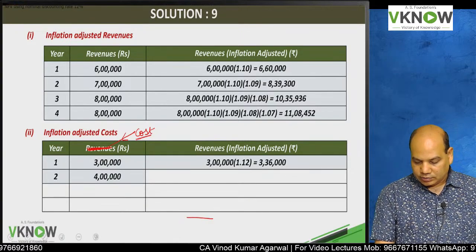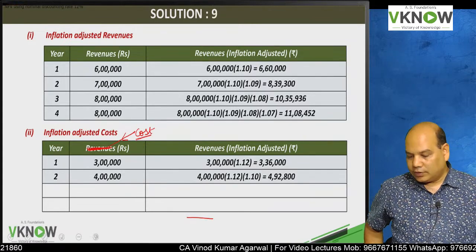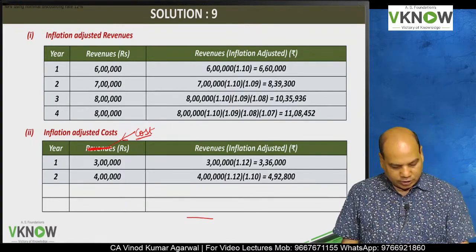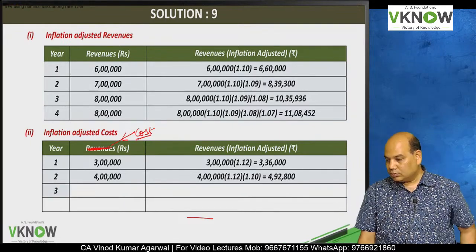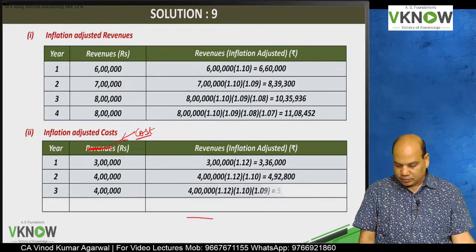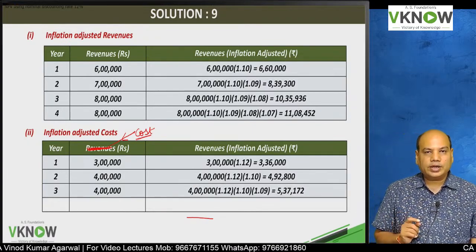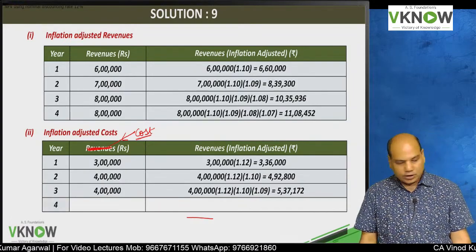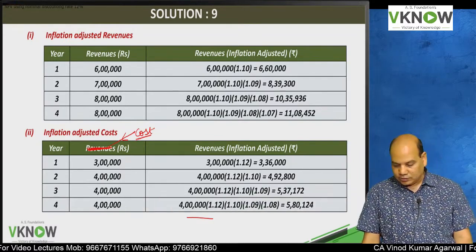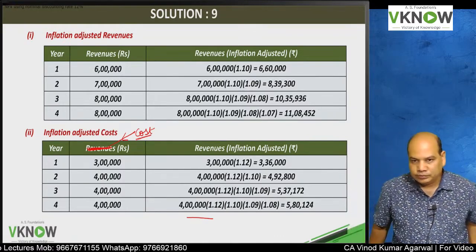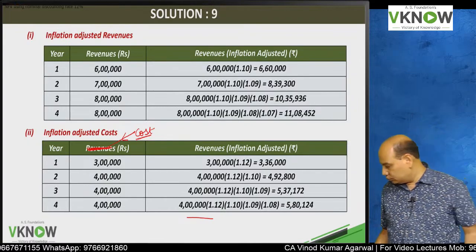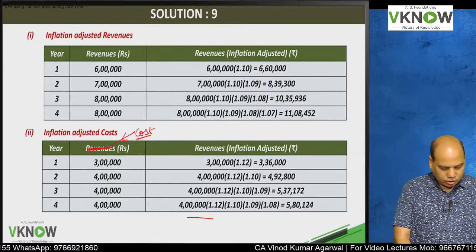Inflation is 10% in the second year, so you will take 4 lakh into 1.12 into 1.10, that comes to 492,800. Third year, again cost is 4 lakh, inflation is 9%, 4 lakh into 1.12 into 1.10 into 1.09. How much is that? 537,172. Again fourth year, cash flow is 4 lakh, but the inflation is 8% this time. So you will take 4 lakh into 1.12 into 1.10 into 1.09 into 1.08.